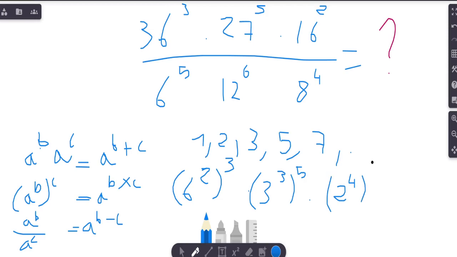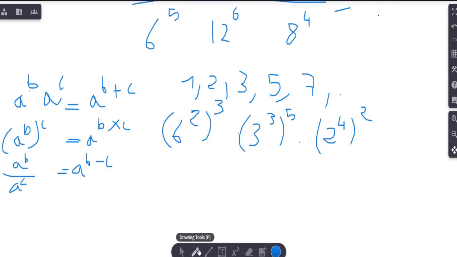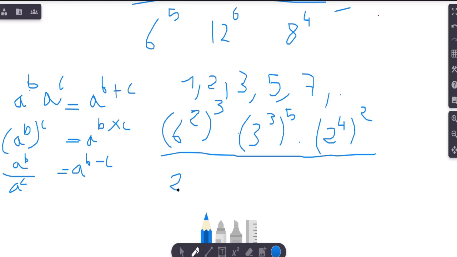So we have 2 to the 4 to the exponent 2. Now let's rewrite the denominator, excuse me. So we have 6 to the 5, this is 2 times 3 to the 5. Then we have 12 to the 6. 12 is 4 times 3, so it's 2 square times 3 to the 6.